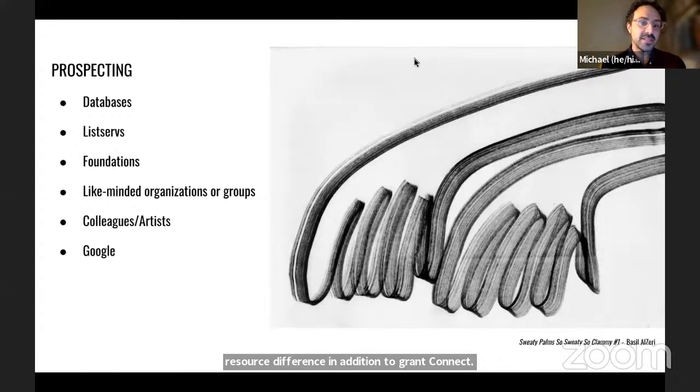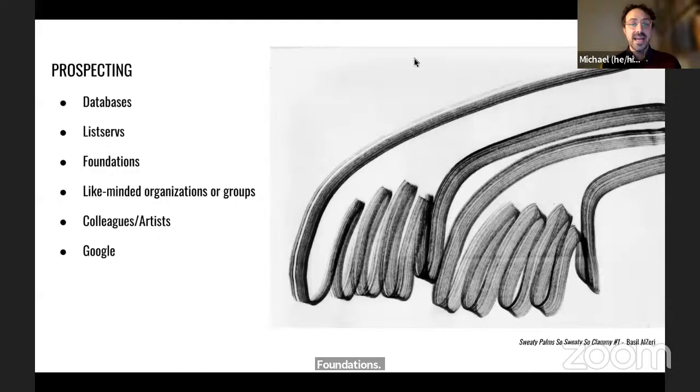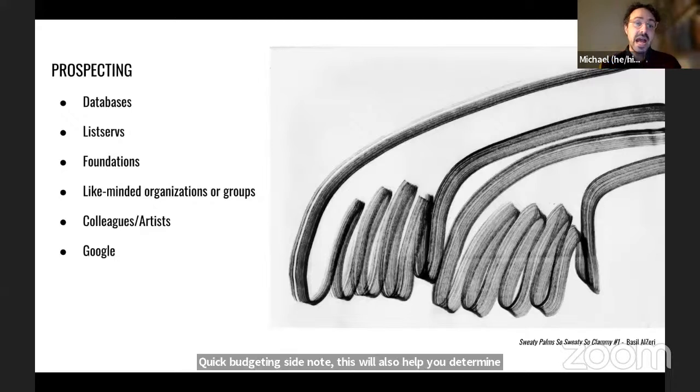Since foundations are required by the CRA to disclose their audited tax returns, this presents a unique opportunity to find out how and to whom a funder tends to award grants. Quick budgeting side note, this will also help you determine an appropriate ceiling for your ask. As an example, if a target foundation grant permits you to apply for a ceiling of $100,000, but you see that the funder only awards grants in the range of $40,000 to $50,000 with a select few at a higher rate, you should heed this information and budget within or below the most common range.